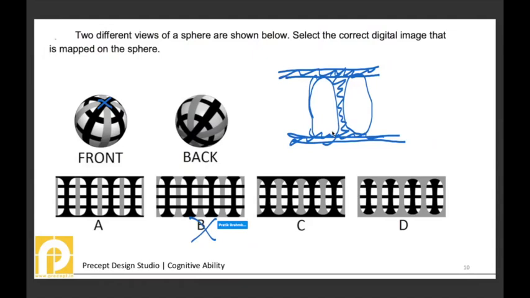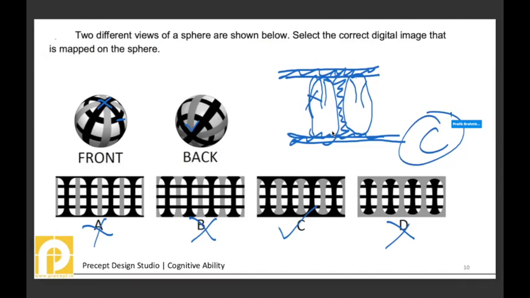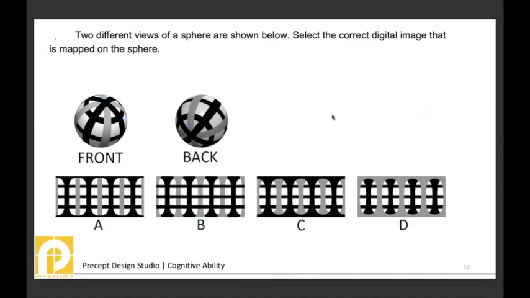So B is wrong. D is also wrong because of that. Between A and C, if you look at the gray part, the gray part ends as a corner like this, which means that the curvature of that gray part has to be like this and not a vertical one. This is not possible, so A is wrong. C is the one which is the right answer. We'll move to the next one.